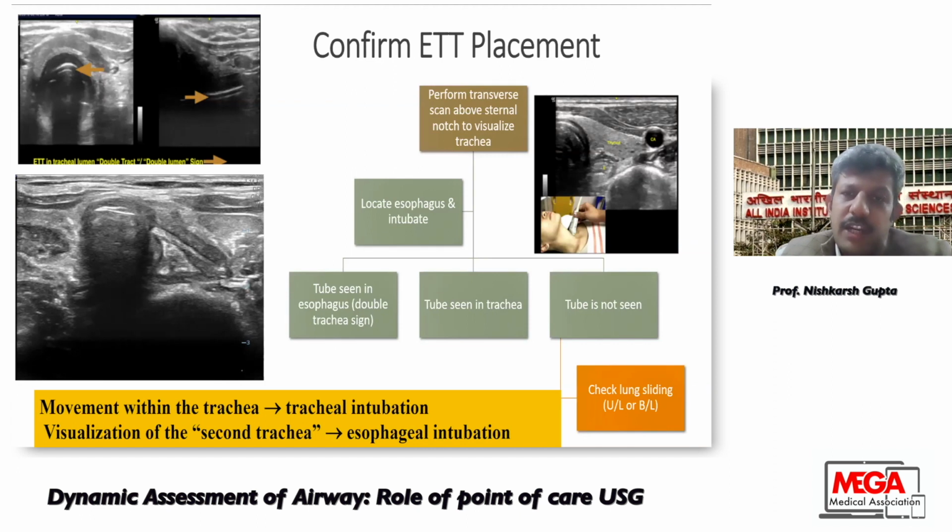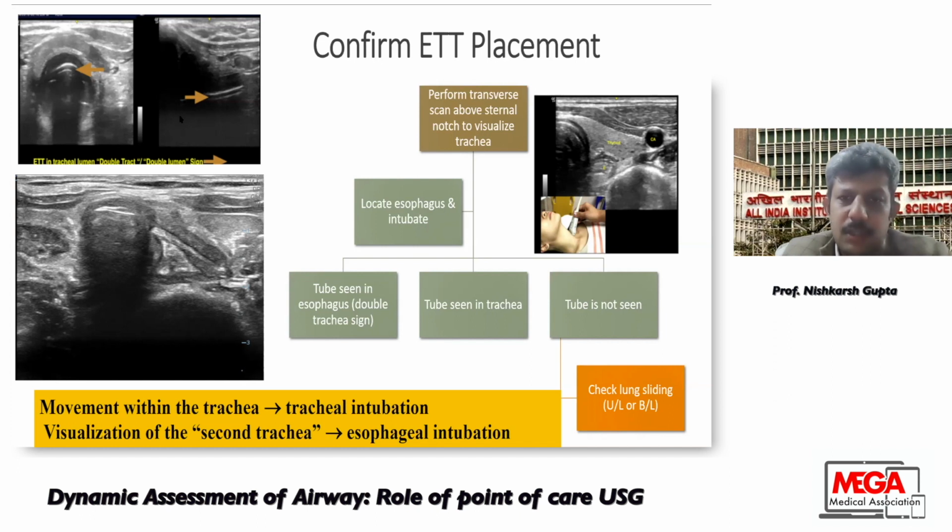So you perform the transverse scan above the sternal notch to visualize the trachea. At this point, one of the assistants will hold the ultrasound probe and be ready. You anesthetize and intubate the patient. Now we have three possibilities. Either we see the tube in the esophagus, so we can see a double trachea sign. You can see another rounded structure to the left of the trachea here, or you can see the tube inside the trachea like this.